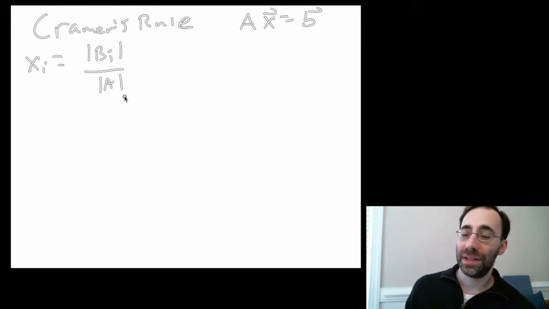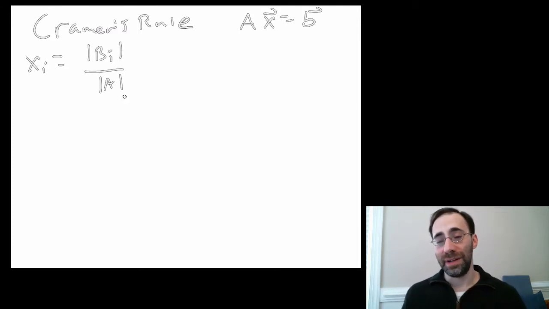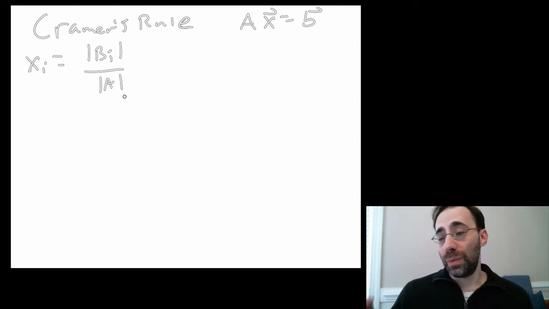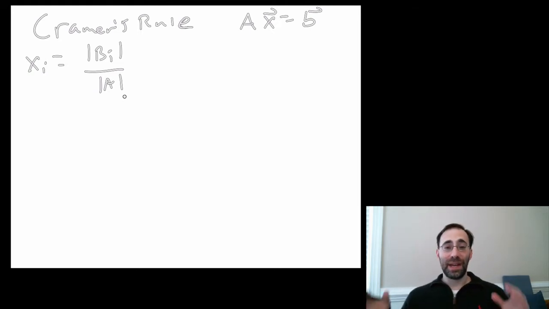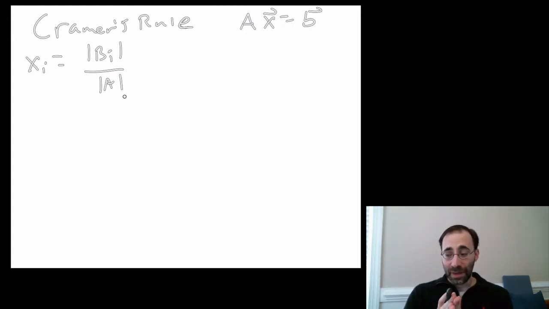Why that is going to relate to a bunch of things involving the determinant. Not very important for our purposes, so we'll skip that. What is important is what Bi is. Bi is a matrix obtained by taking the matrix A and replacing the ith column with the b column vector. That's it. So let's make up an example now and be done with this.